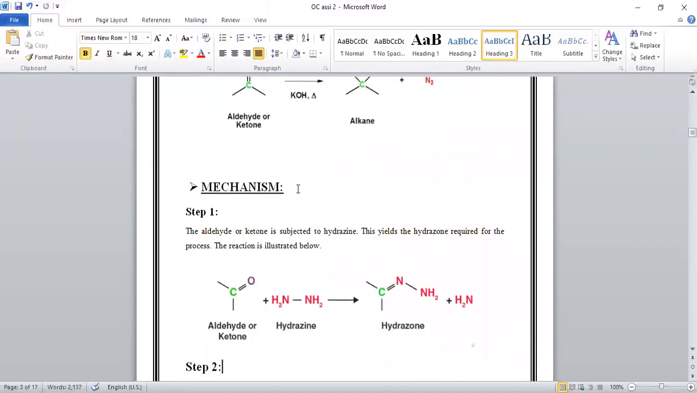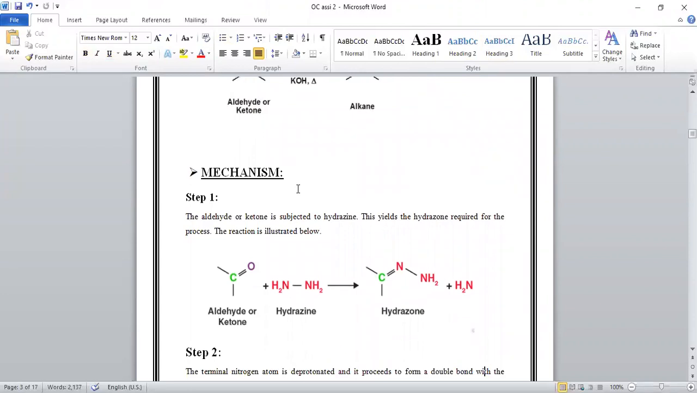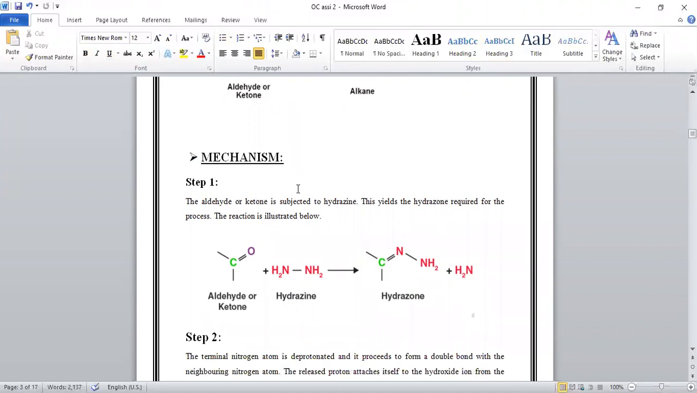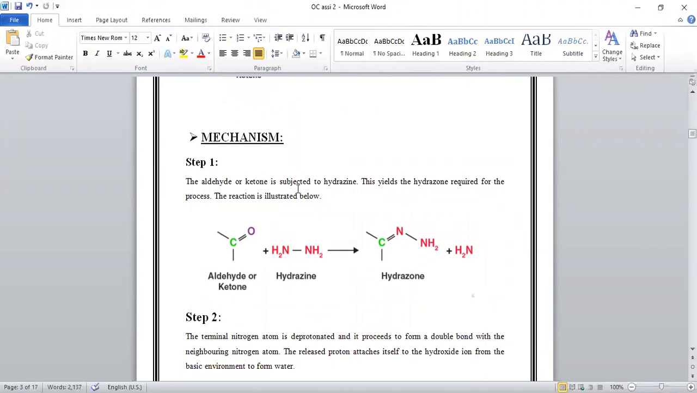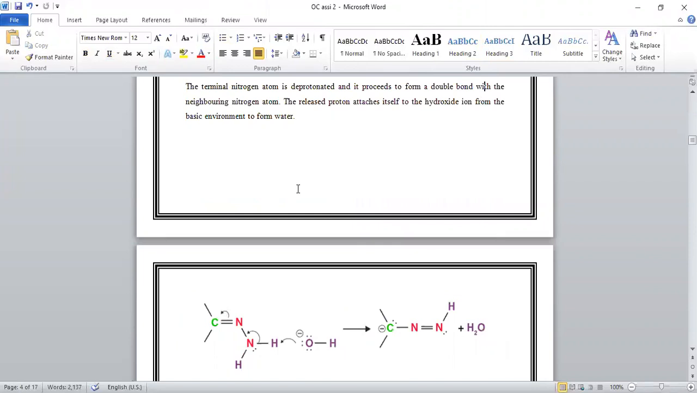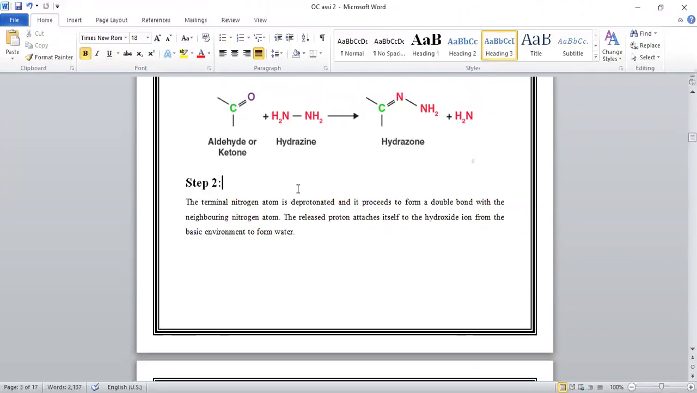Then coming towards the mechanism. In step 1, the aldehyde or ketone is subjected to hydrazine. This yields the hydrazone required for the process. The reaction is illustrated below. In the second step, the terminal nitrogen atom is deprotonated and it proceeds to form a double bond with the neighboring nitrogen atom. The released proton attaches itself to a hydroxide ion from the basic environment to form water, as shown.